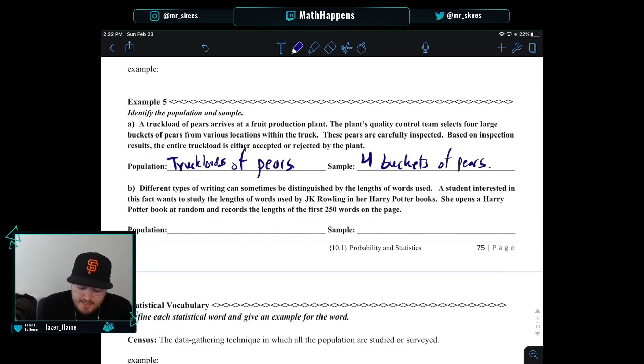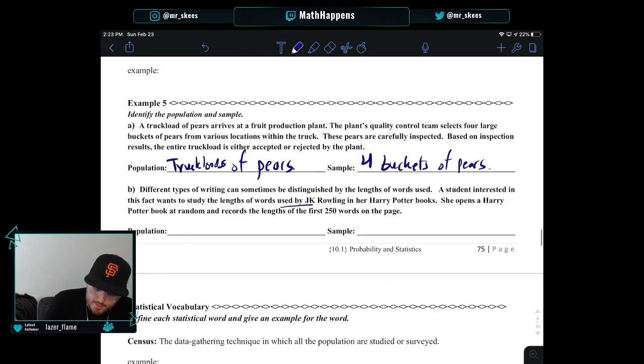Different types of writing can sometimes be distinguished by the lengths of words used. A student interested in this fact wants to study the lengths of words used by J.K. Rowling in her Harry Potter books. She opens a Harry Potter book at random and records the length of the first 250 words on the page. So she wants to do a study on the words used by J.K. Rowling in her Harry Potter books, but she only looks at 250 words from one page.